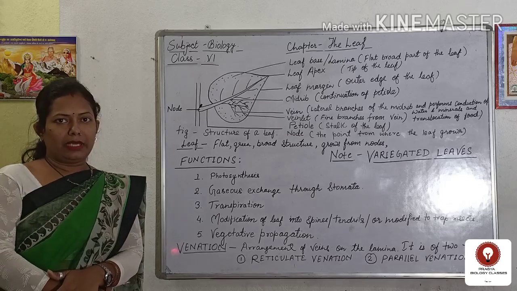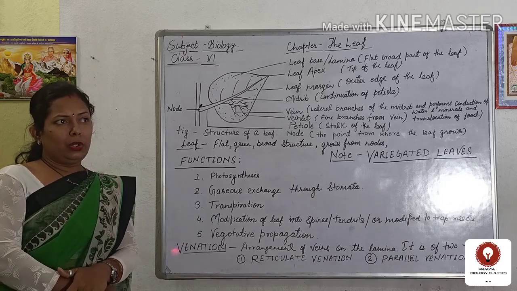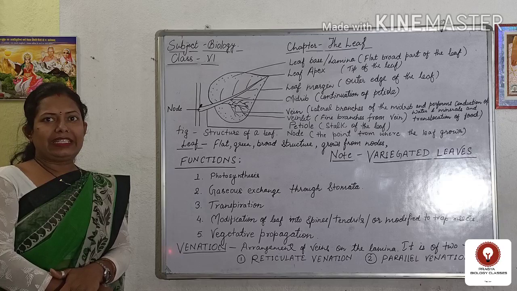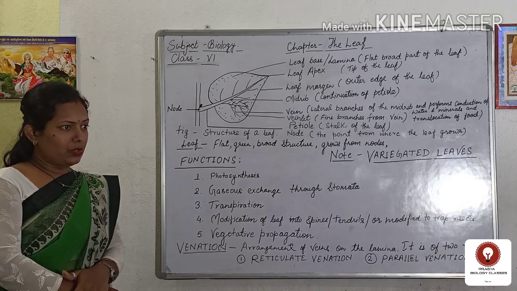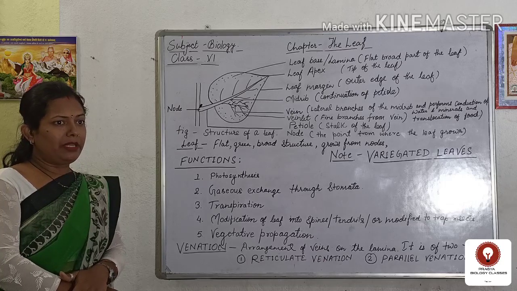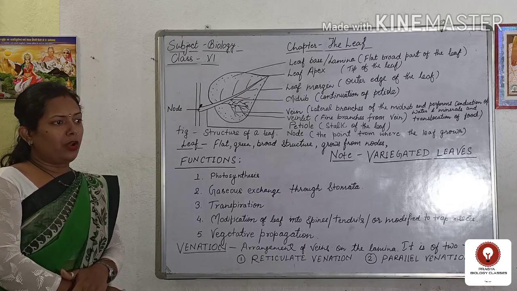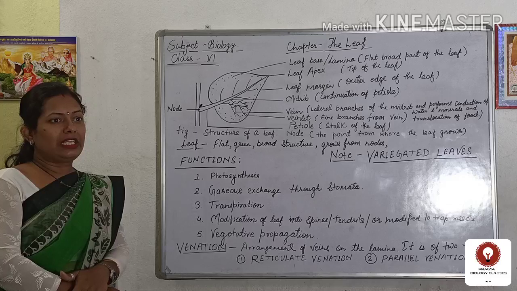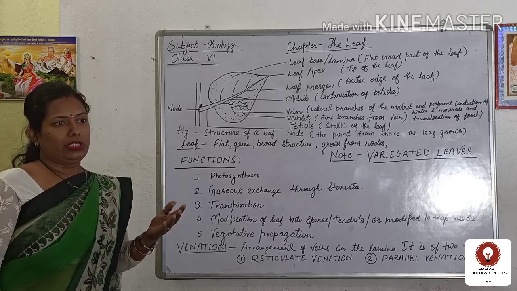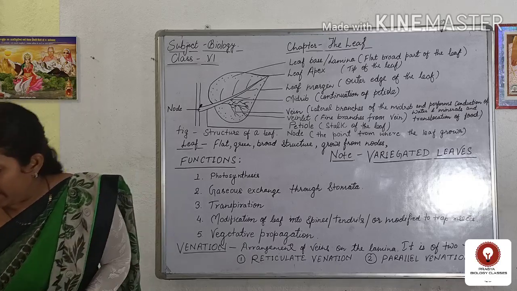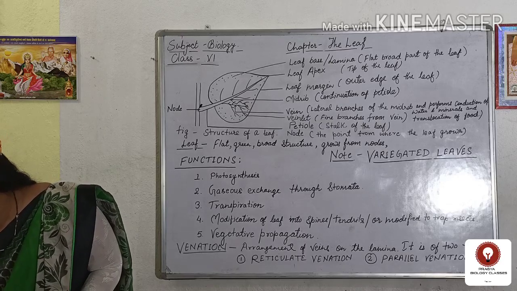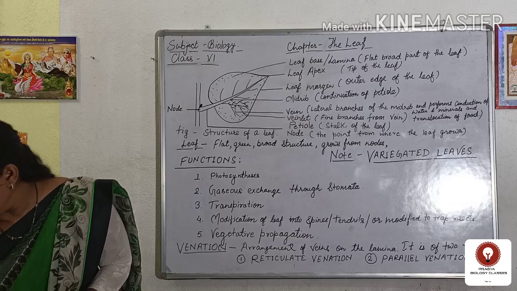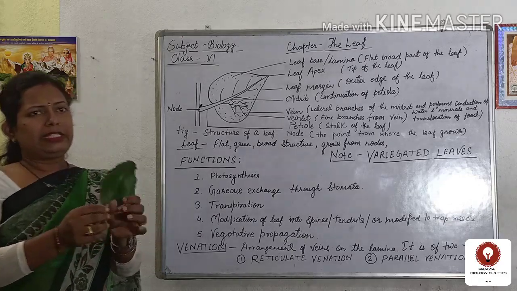Vegetative propagation means, as we know, that a plant increases its number with the help of asexual or sexual reproduction. But sometimes the leaves also possess the capacity to reproduce, that means to increase the number. One example of this is bryophyllum. Bryophyllum leaves have the capacity to increase the number.